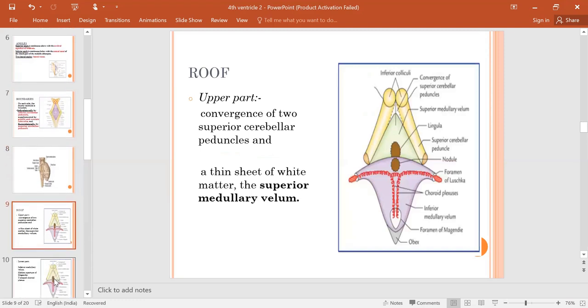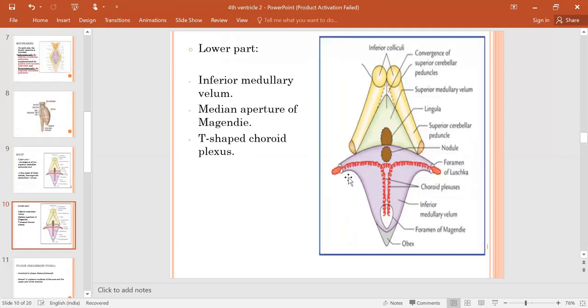Then about the roof. The fourth ventricle has a roof. This roof has an upper part and a lower part, or this roof is subdivided into an upper part and a lower part. The upper part is formed by the convergence of the 2 cerebellar peduncles, and there you can see a thin sheet of white matter that is called the superior medullary velum.